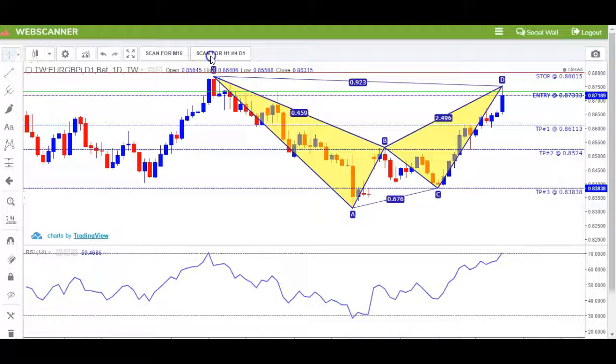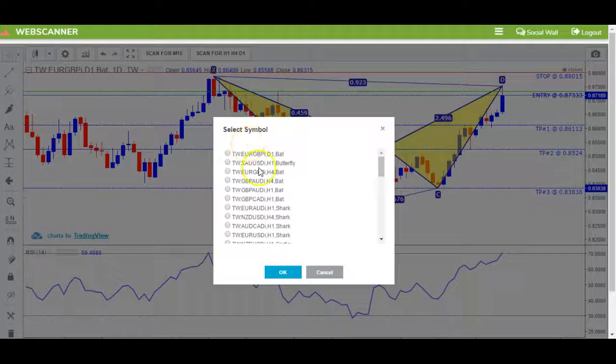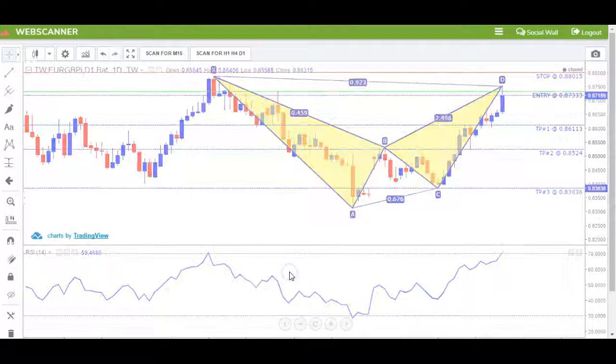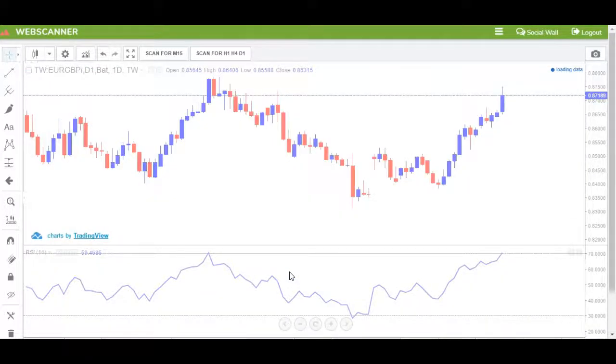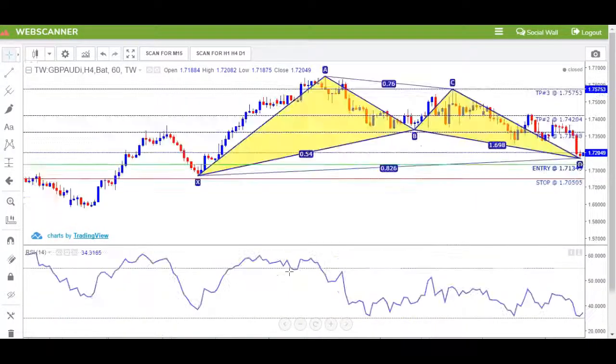So if we look for another pattern on here, let's try GBPAUD. It just takes a couple of seconds to load the new chart. As you can see, this is the Great British Pound Australian dollar. It's a 4-hour chart, so each of these candlesticks is worth 4 hours, and it is a bat pattern it's identified. So this is the bat pattern here.